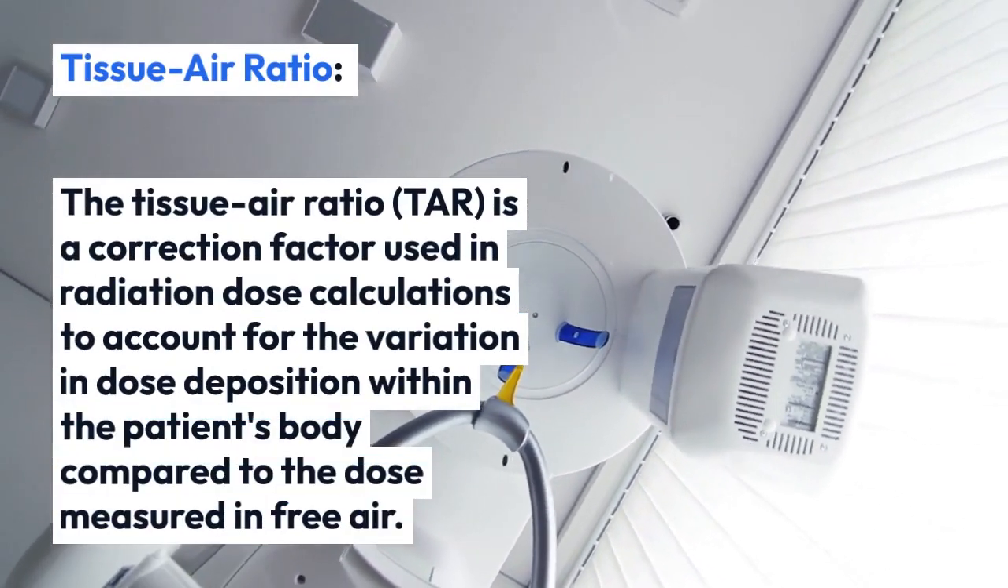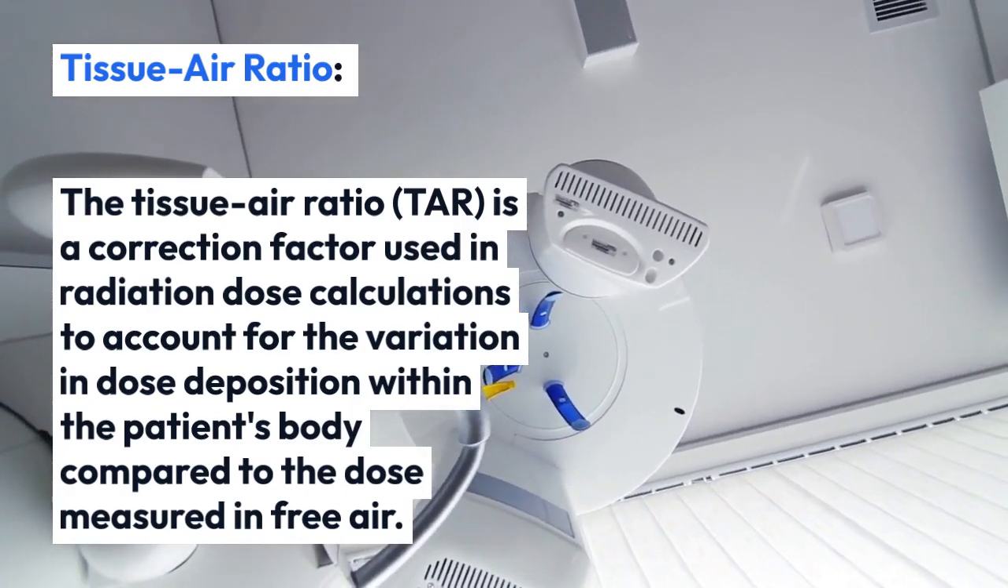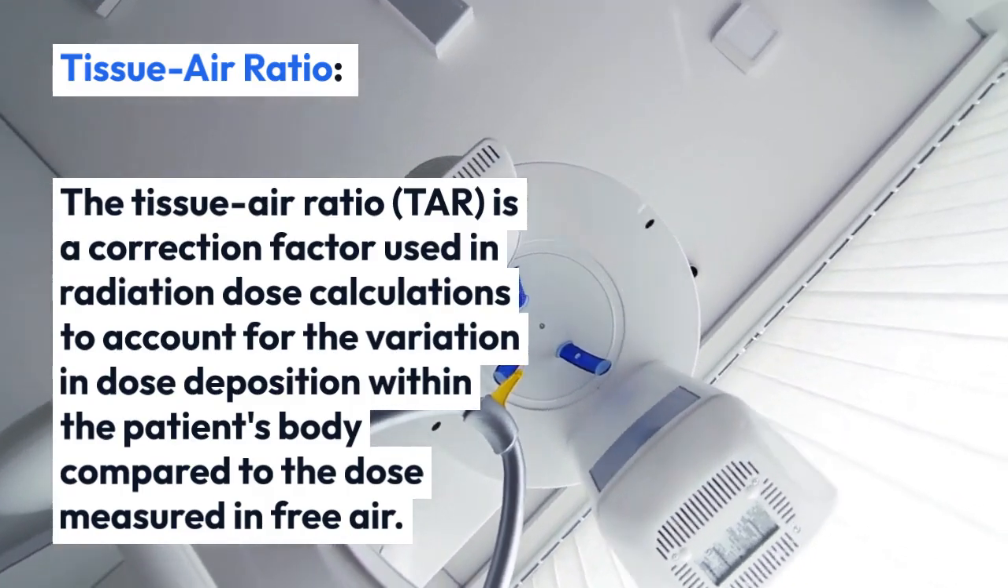The tissue-air ratio is a correction factor used in radiation dose calculations to account for the variation in dose position within the patient's body compared to the dose measured in free air.